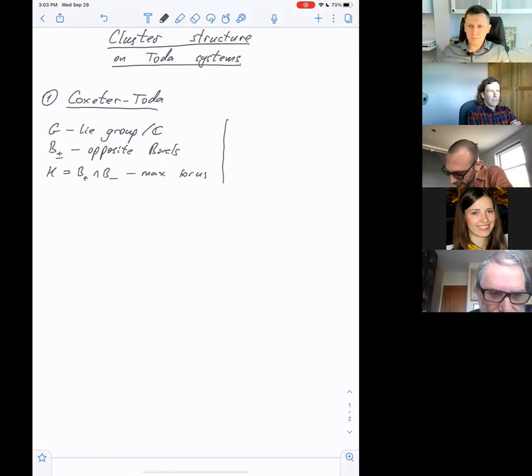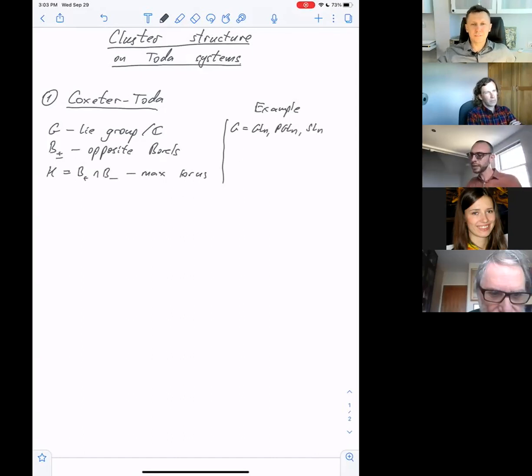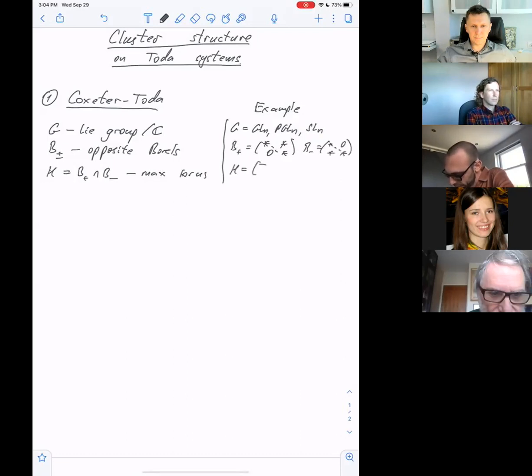Let me have a running example over here. So we can choose G to be GLN or PGLN or SLN or any other group of Dynkin type, but I'll be mostly referring to these two, and it will be convenient for me to iterate between PGLN and SLN. I'll do that. Some formulas are easier in PGL and some are easier in SLN. Right, then, obviously B plus is just the upper triangular matrices. B minus will be the lower triangular matrices. H will be diagonal matrices.